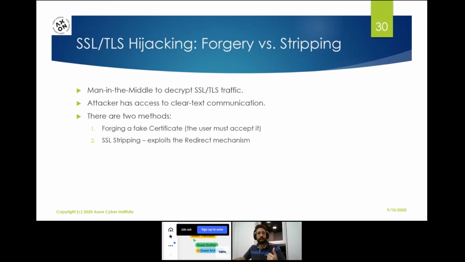The first one is through forging a fake certificate. So the attacker will send a fake certificate to the client. The client will see an invalid certificate warning, okay? And if the victim accepts the invalid warning, he's going to fall into the trap, and the attacker can now access the traffic and see it in clear text. The other method of doing SSL hijacking is called SSL stripping. SSL stripping exploits one functionality of a browser, and that is the redirect mechanism. We will look into both of them right now.